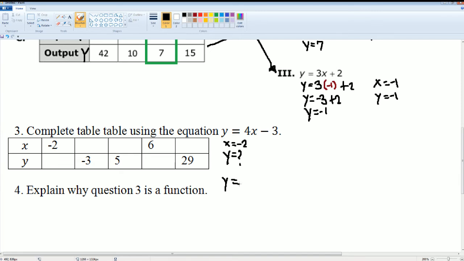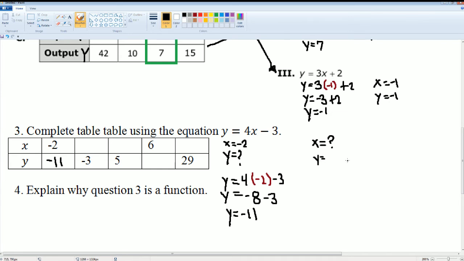So y is equal to 4. Our x was -2. Then we subtract 3. 4 times -2 gets you -8. Minus the 3. Y is equal to -8 minus 3. -8, -9, -10, -11. So we will say this is -11.